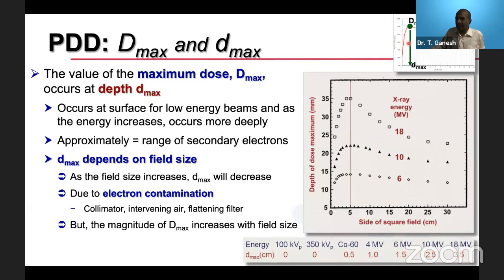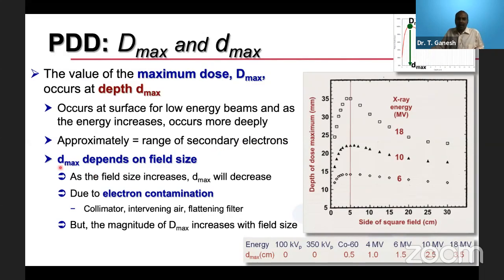That is the next characterization of the percentage depth dose curve, where the dose maximum occurs. The value of the maximum dose, called capital D max, occurs at a depth small d max. It occurs at the surface for low energy beams, and as the energy increases, it occurs more deeply. You can see here it occurs at the surface for low energy beams and then deeper as the energy is increased. It is approximately equal to the range of the secondary electrons that are set in motion.